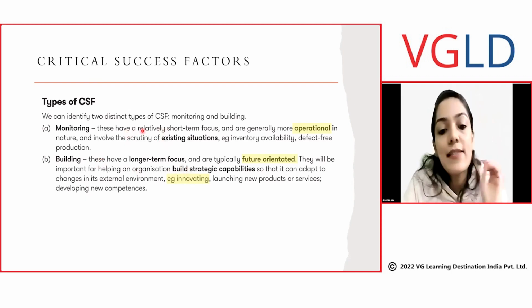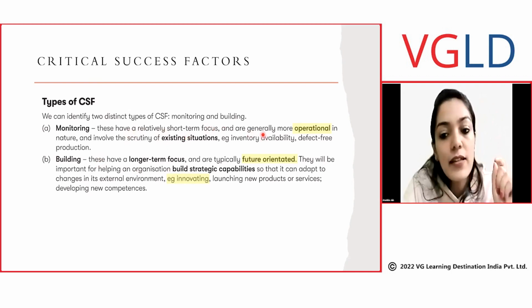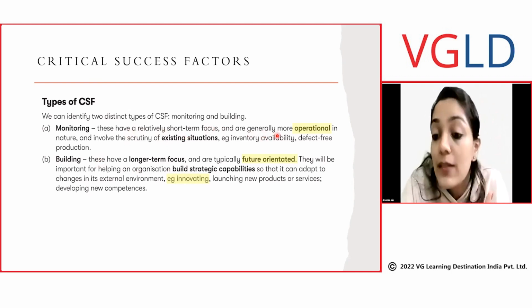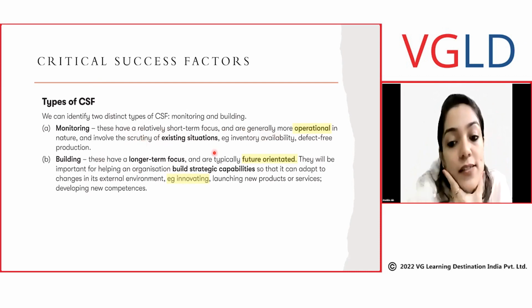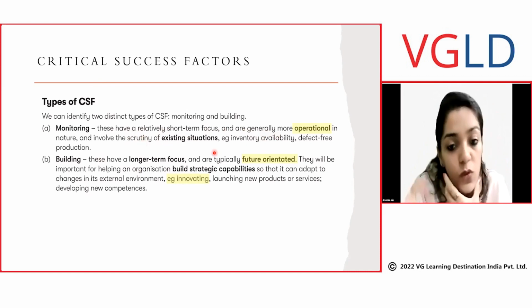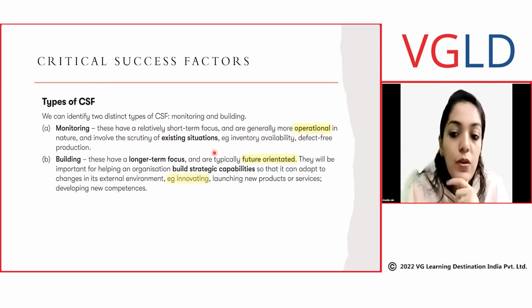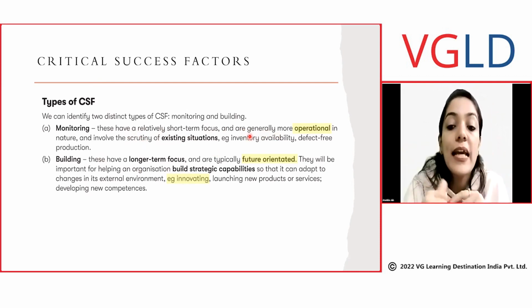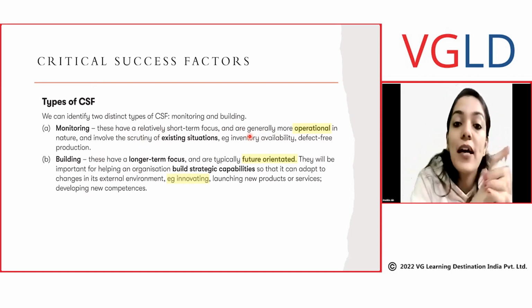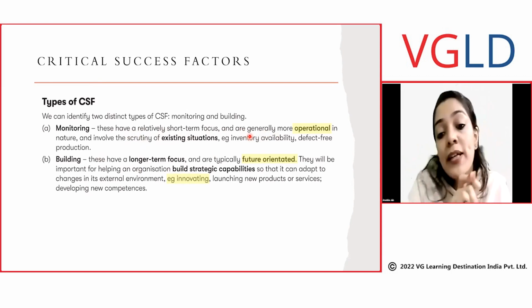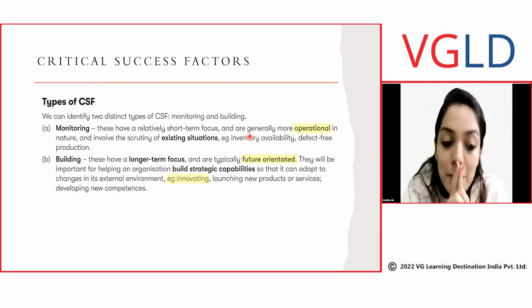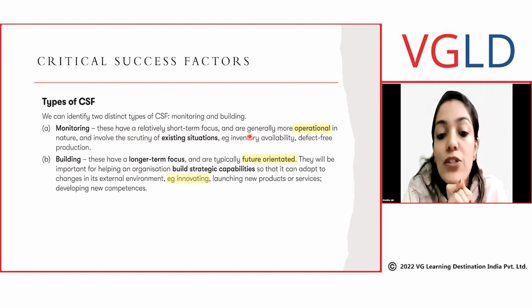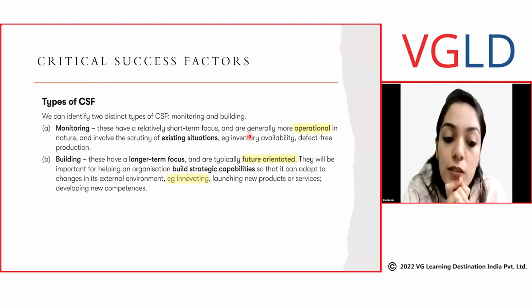So monitoring CSF have a relatively short-term focus and are generally more operational in nature, involving the scrutiny of existing situations. Operational CSF basically, okay? Like, for example, inventory availability. So for example, in case of Uber, what will be operational CSF? Imagine, tell me, what will it be? Operational CSF for Uber.